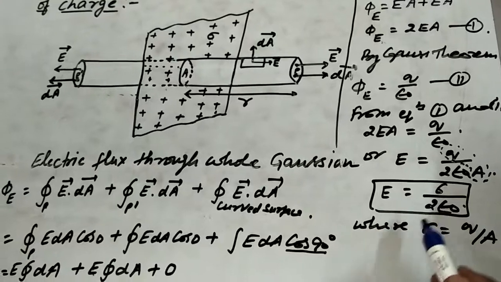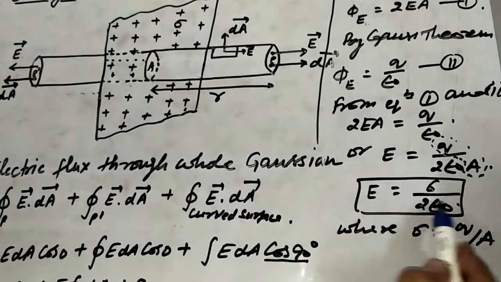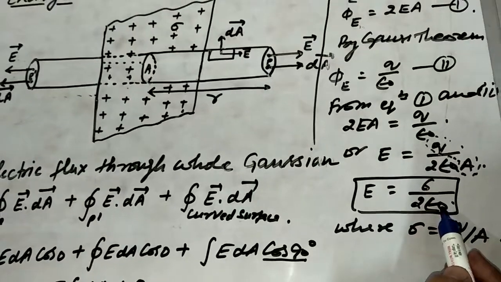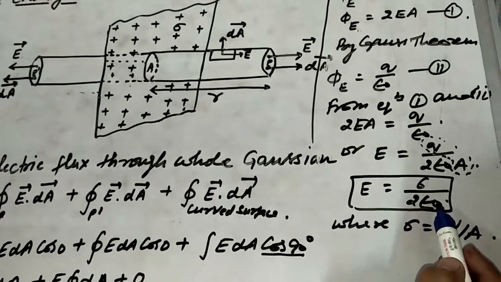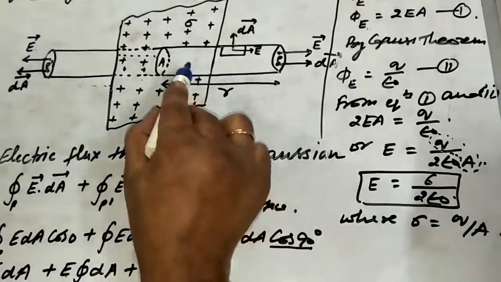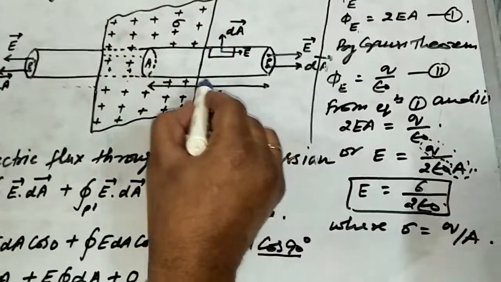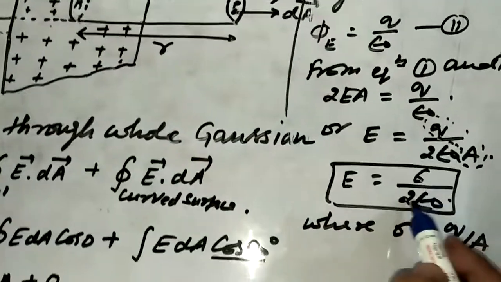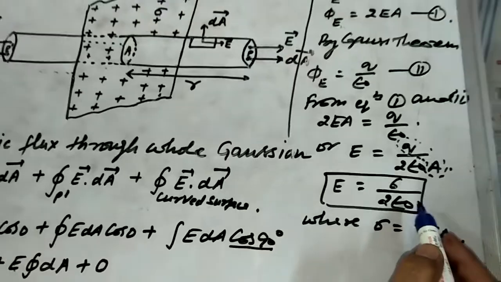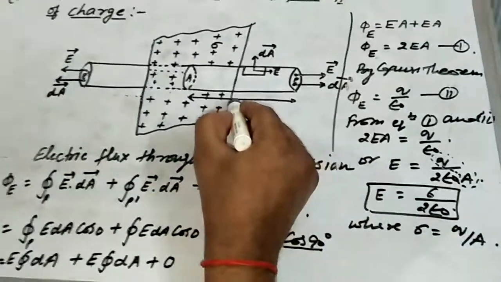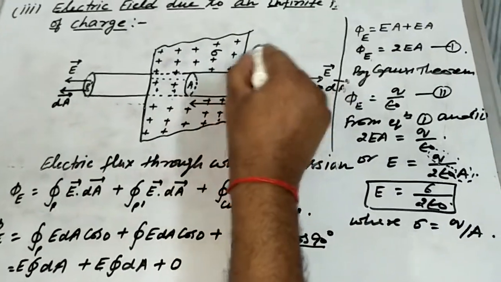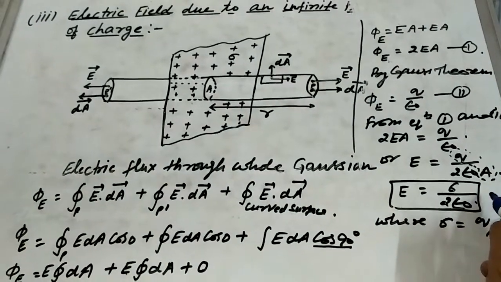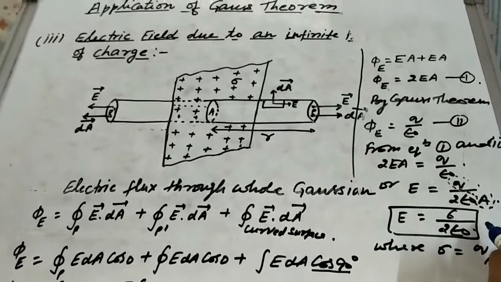And this result is very interesting. Why? Because it is free from r. There is no term of r. It means the electric field due to an infinite plane sheet of charge at any point near it, either closer or at different points, will remain the same. It means if you take the point near the sheet of charge at different positions, then the electric field will remain the same. It means it does not depend on the position of the point P.